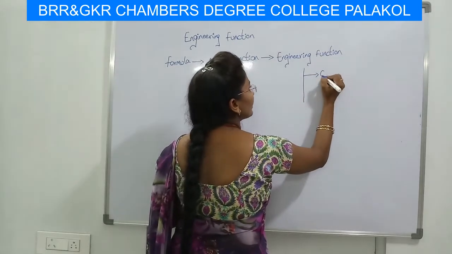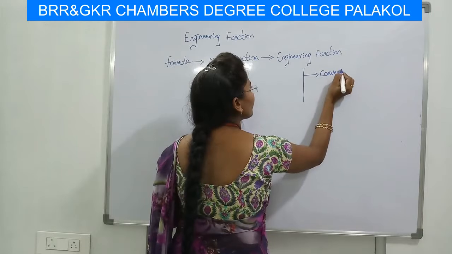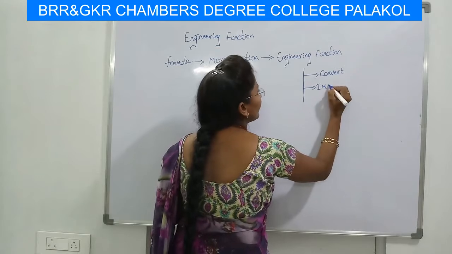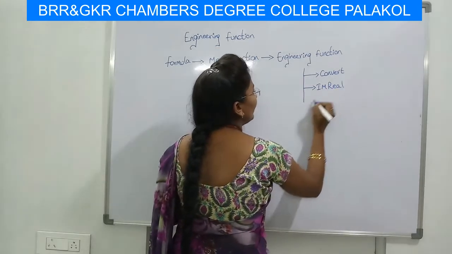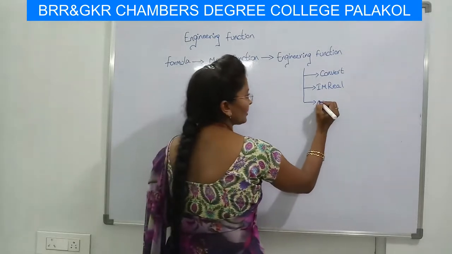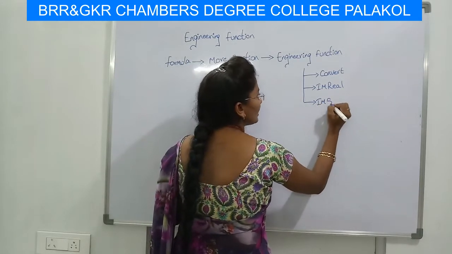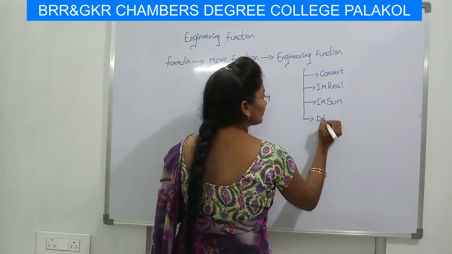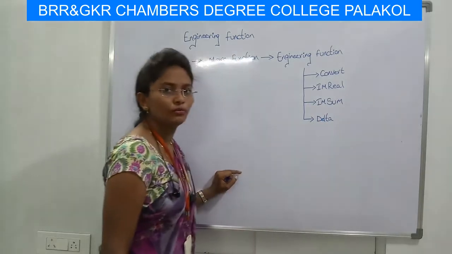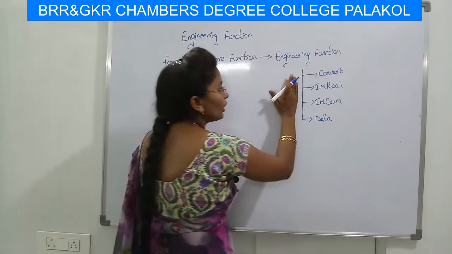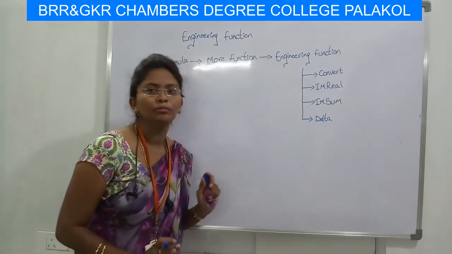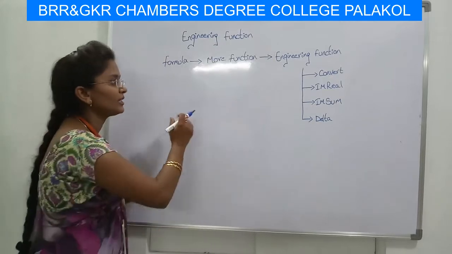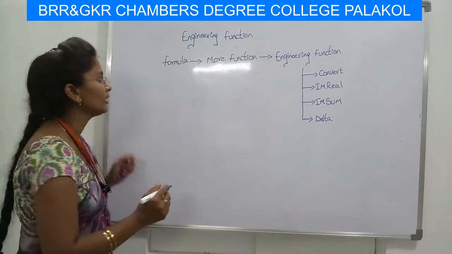First one is convert function. The second one is IM real function, and third one is IM sum function, and fourth one is delta function. Here I am taking only 4 types in engineering function, but in Excel sheet we have different types. Here I want to explain the convert function in the Excel sheet.